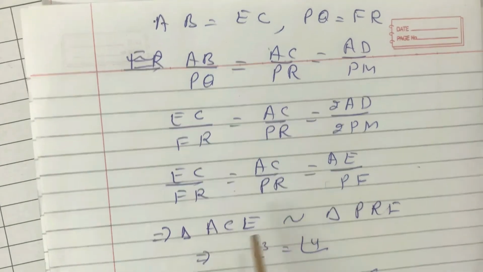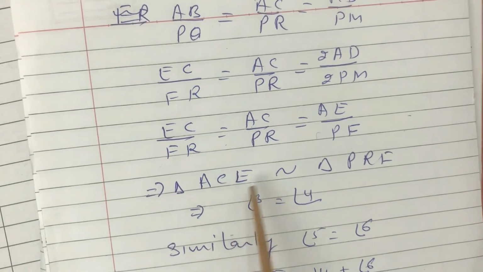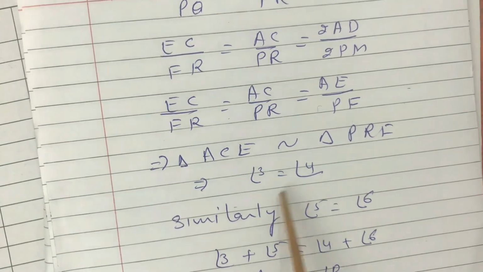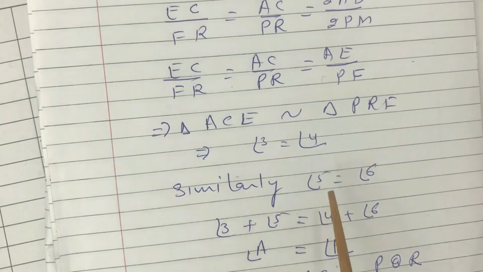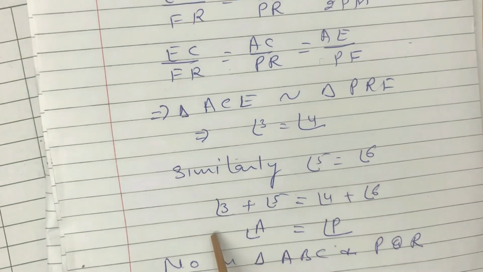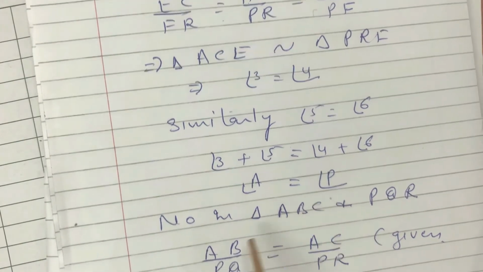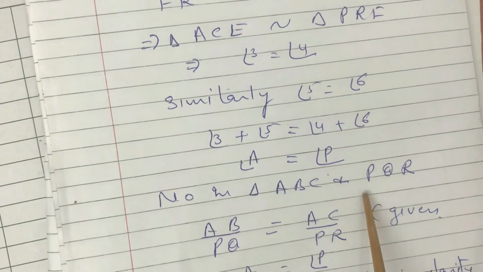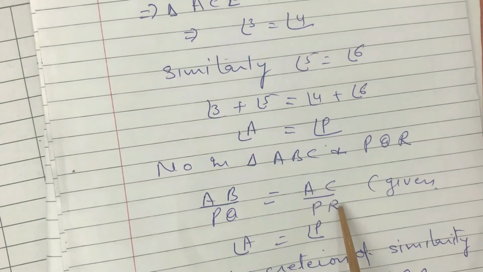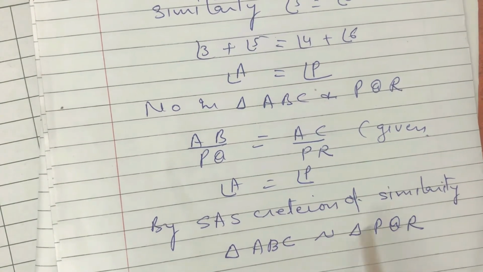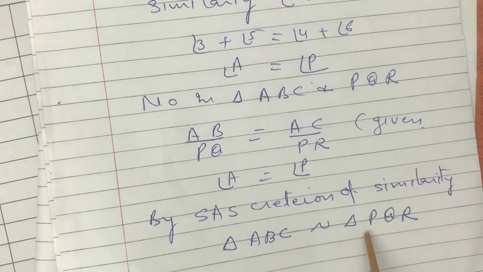It shows triangle ACE is similar to triangle PRF. So it implies angle 3 is equal to angle 4. Similarly, angle 5 is equal to angle 6. So 3 plus 5 is equal to 4 plus 6. It means angle A is equal to angle P. So in triangle ABC and PQR, sides are proportional. Angle A is equal to angle P. So by SAS criteria of similarity, both the triangles are similar.